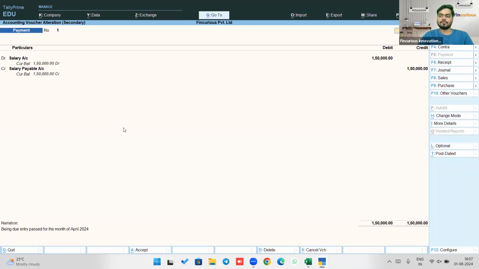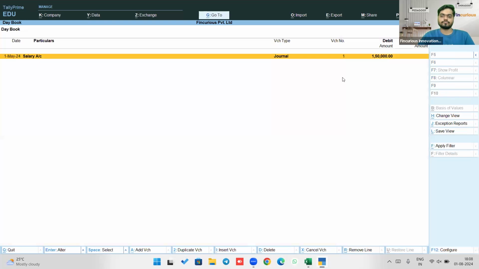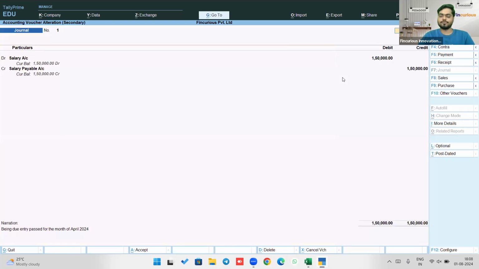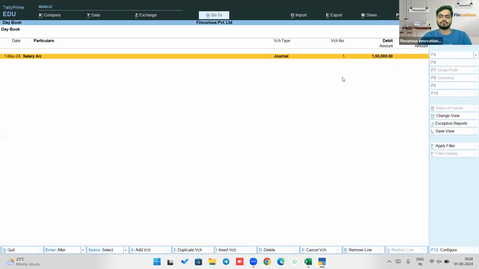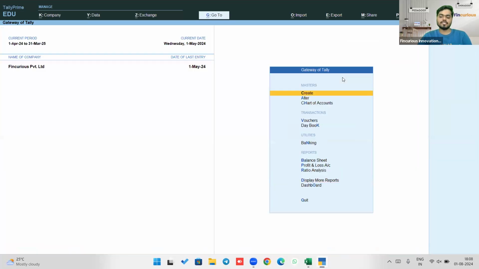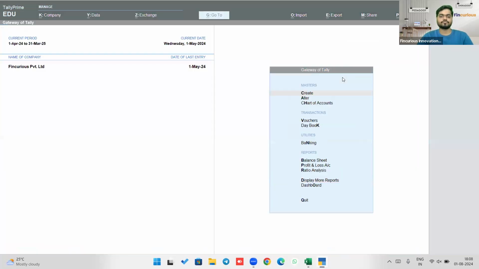But this is not under the payment voucher. So which voucher do I need to pass? I need to pass this in F7, that is the journal voucher. So control A. You can see now in the journal voucher, salary account debit to salary payable account credited. Perfectly correct. So this is how, even if you make mistakes, you can rectify them in Tally.